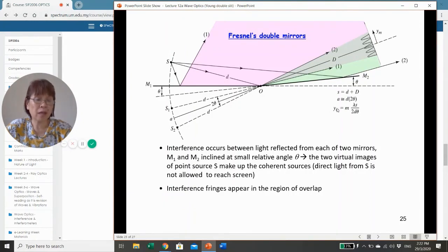And the mth fringe will be given by mλs divided by 2dθ, taking theta to be small so that it is in radians. And d would be the distance of the source to the point where the mirrors meet. Big D would be from the point where the mirrors meet to your screen, a very long, far away distance. So s will be the sum of d plus big D.